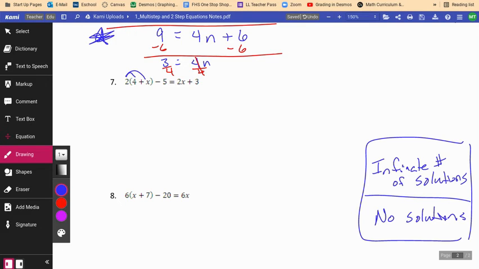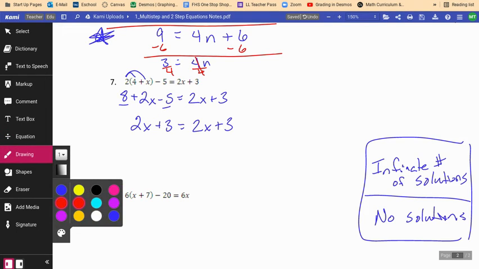I have to simplify. So 2 times 4 is 8, and then 2 times x is 2x, minus 5 is equal to 2x plus 3. I need to simplify some more, combine 8 and negative 5, so 2x plus 3 is equal to 2x plus 3. That's the exact same thing, right? Some of us might notice that, some of us might not. So let's say we subtracted 2x from both sides, and look what happens. The x cancels on the left, the x cancels on the right. I'm left with 3 is equal to 3.